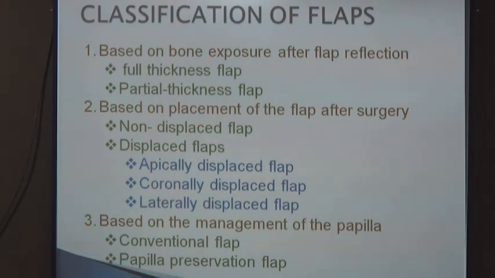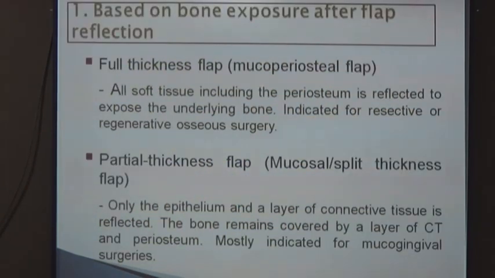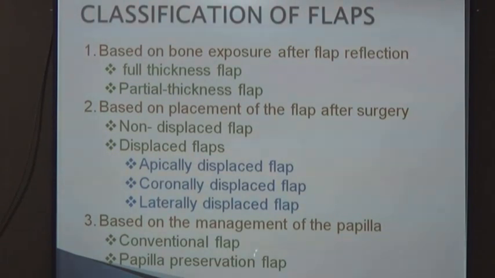And based on the management of the papilla, we do conventional flap surgery or papilla preservation. There is a chance of an MCQ on this papilla preservation. Usually when there is a need for placement of a graft, the better type of surgery is papilla preservation. When we study healing, what do we say? Primary healing and secondary healing. In a papilla preservation flap with a graft, tertiary healing takes place. Usually in PG MCQs they will write that tertiary healing takes place in a graft with the papilla preservation technique.